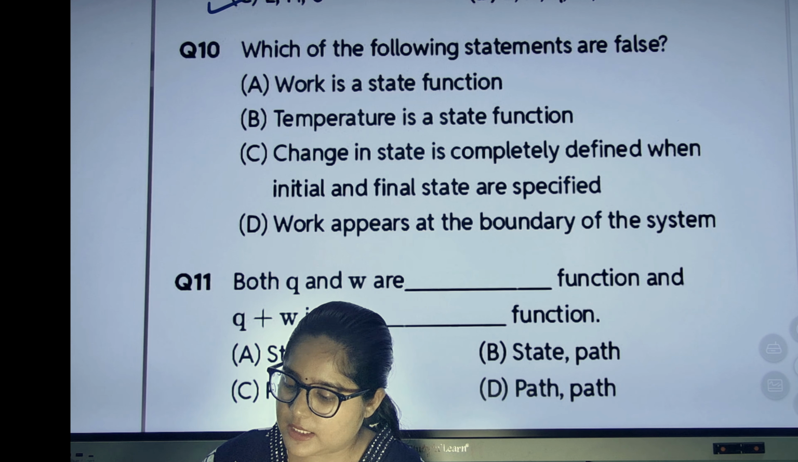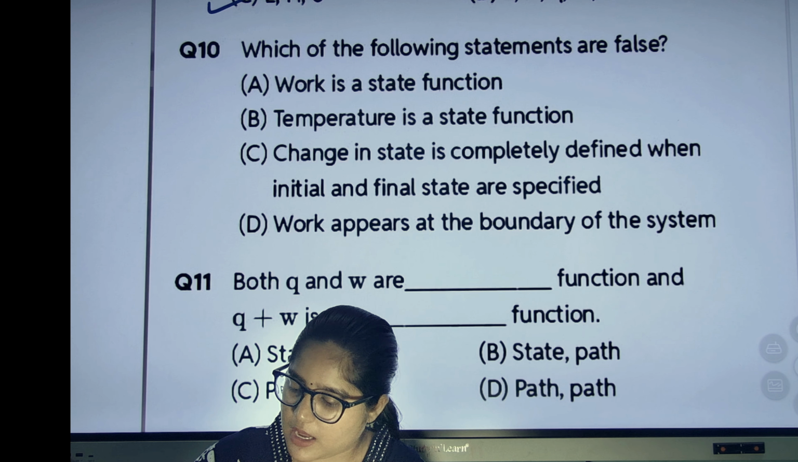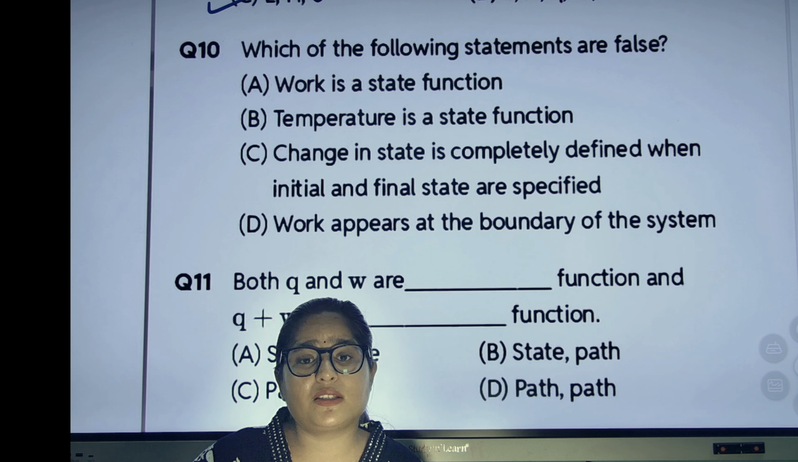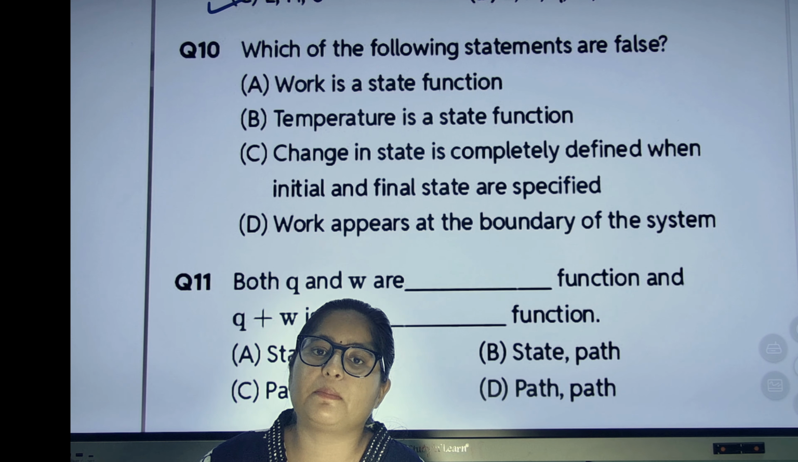Okay, now let us see the question number 10. Which of the following statements are false? Work is a state function. The worst option. Just now I have told you, work and heat are path functions.